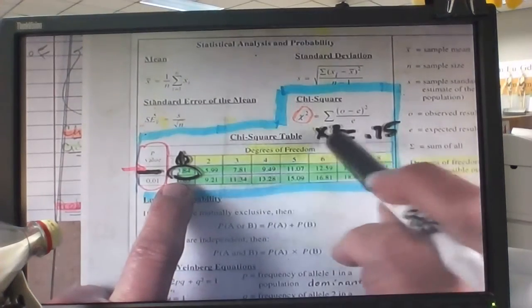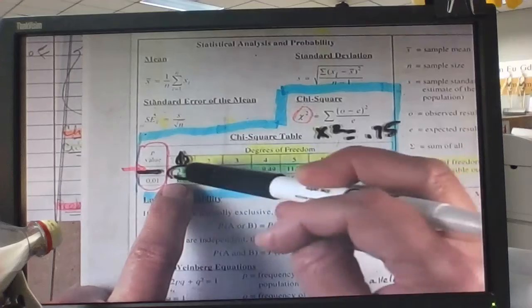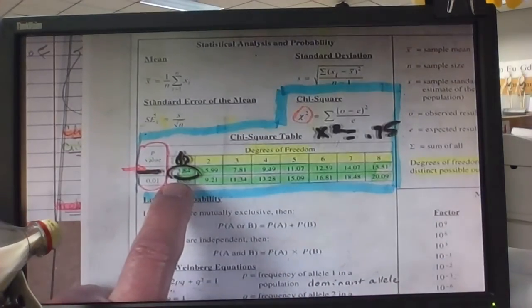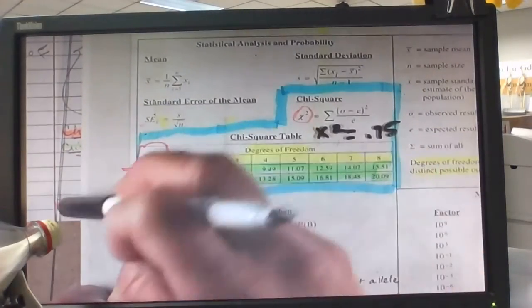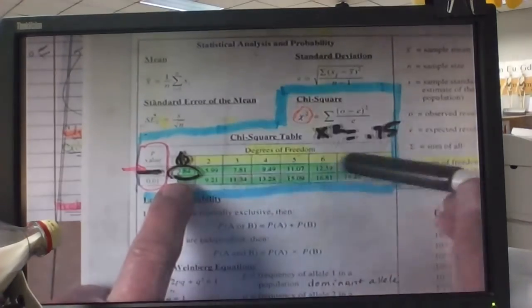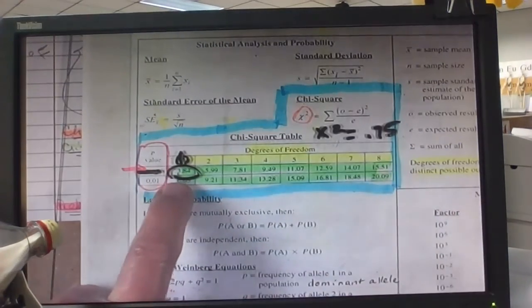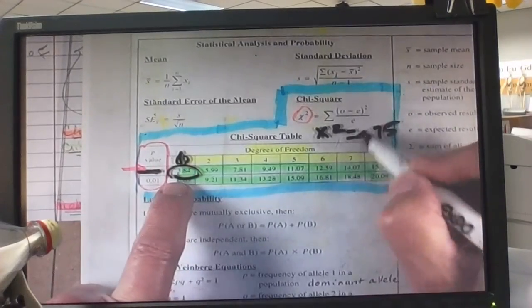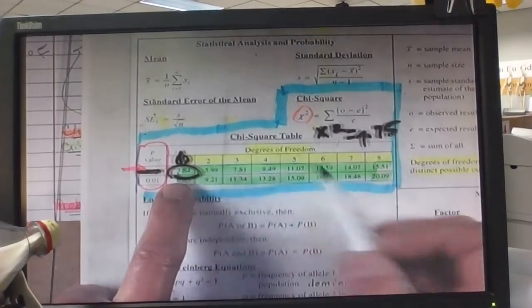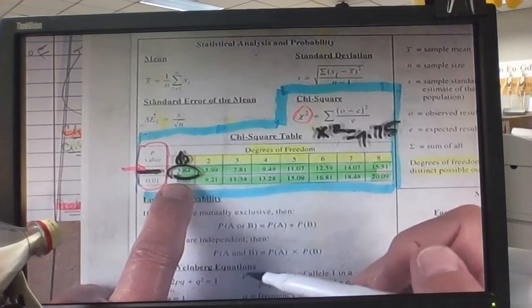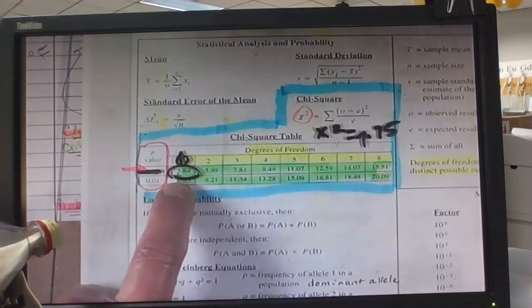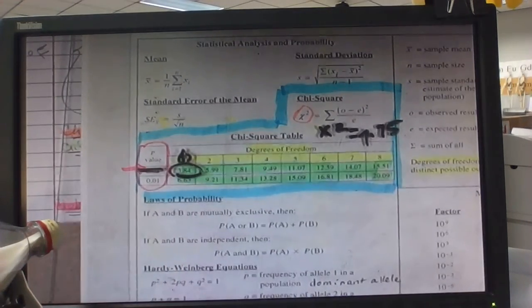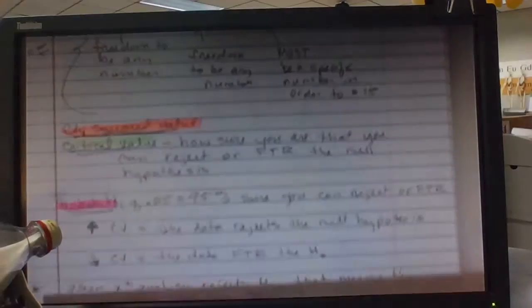My 0.75 chi-squared value falls below the critical value. If it falls below the critical value, then I know that the data failed to reject my null hypothesis. If it was 7.75, that's above my critical value, and I know that means the data rejected my null hypothesis. And I think that's, okay, yeah, right here.